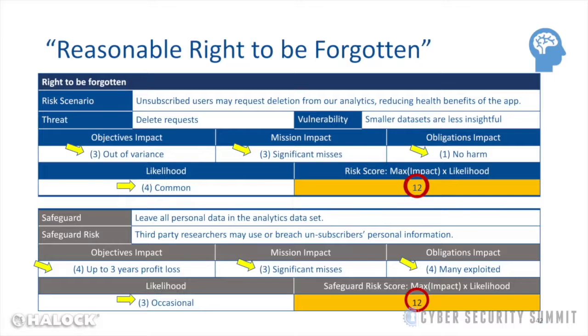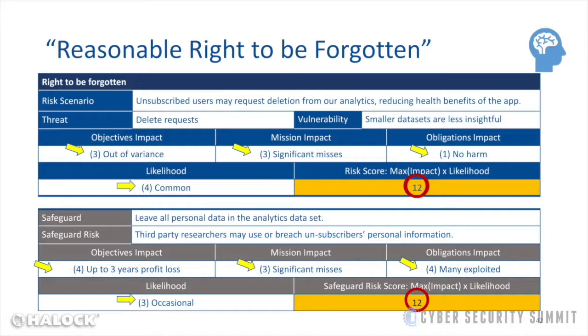We're going to evaluate the impacts to our objectives, our mission, and our obligations, and we're going to take an intelligent assumption here. We're going to estimate, would that bring my objectives for profitability out of variance? Probably, because people would start to notice that they're not getting the results that they expected to get if the data samples are not as good, and we would get less profitability. The mission impact would hurt just as much. We would have significant misses because we wouldn't have the right analytics to give our users the right information. Would there be obligations impacts? Would there be impacts to users' privacy? No, that would be negligible.